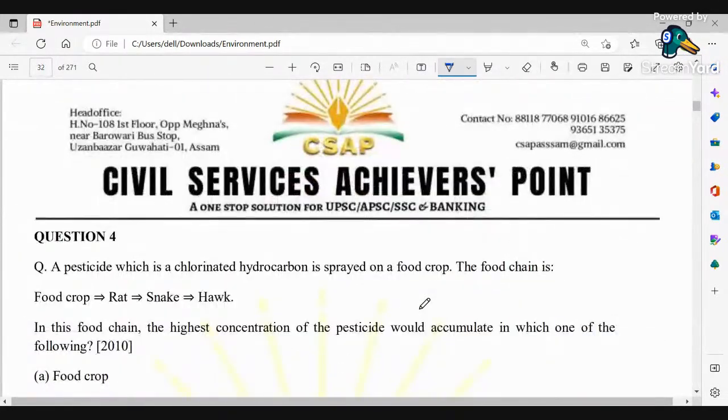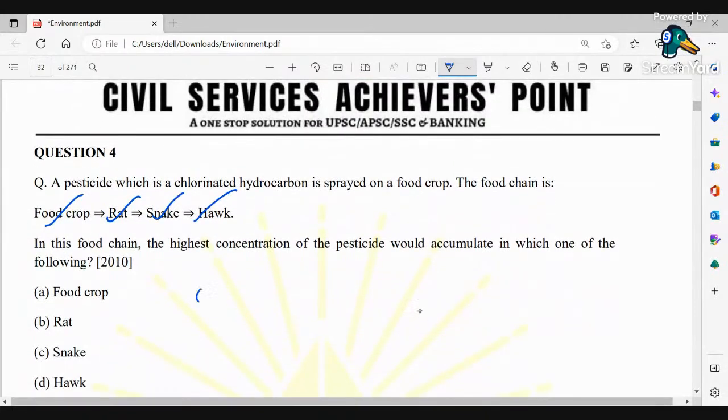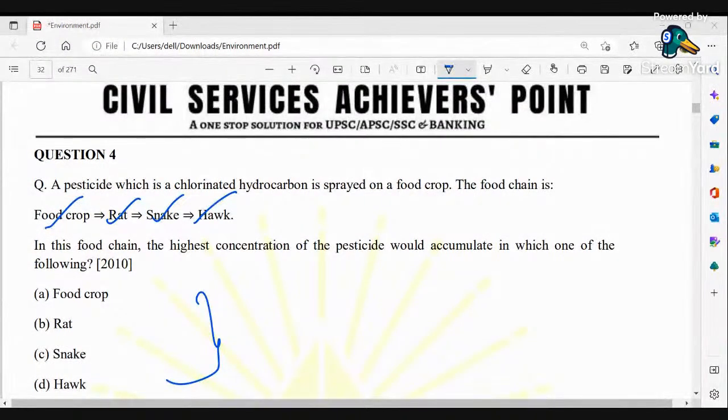Coming to the next question, a pesticide which is a chlorinated hydrocarbon is sprayed on a food crop. The food chain is food crop, rat, snake, and hawk. In this food chain, the highest concentration of pesticide would accumulate in which one of the following? Food crop, rat, snake, and hawk. Study the question carefully.